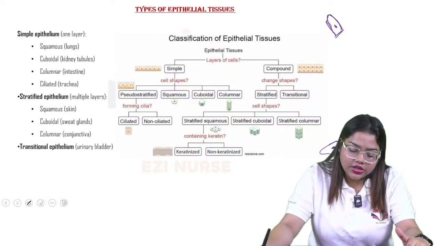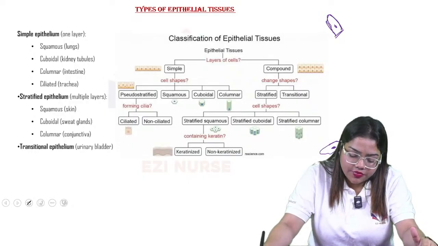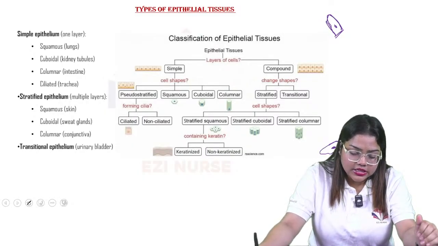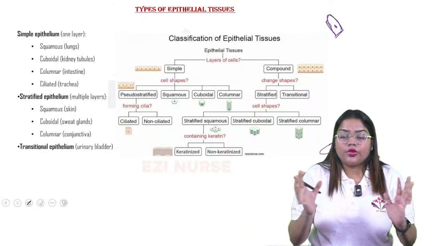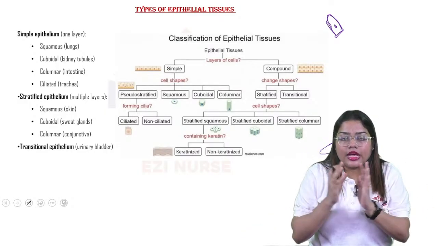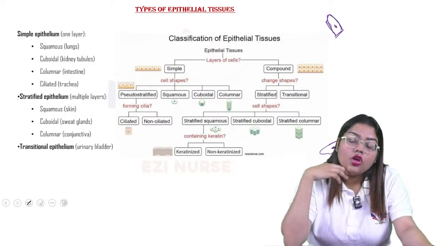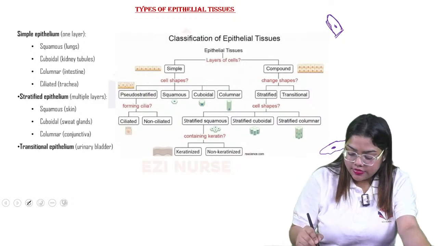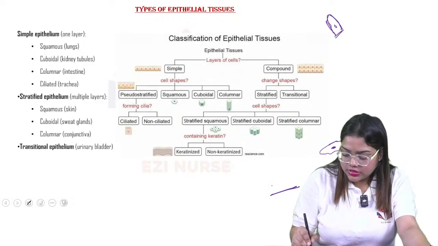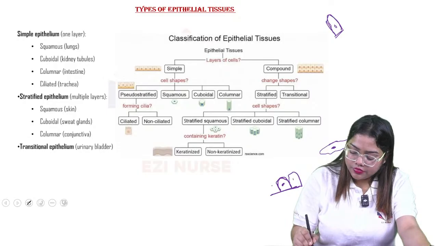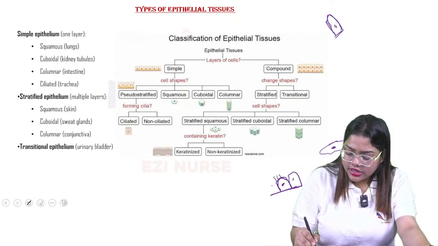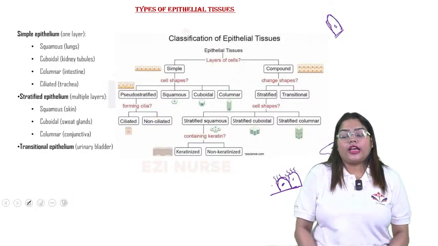Now pseudostratified cell, why do we call it pseudostratified? The pseudostratified cells are conjoined from many types of cells. Other than that, we also have ciliated cells. Now what is a ciliated cell, I will tell you. If you see at the base of the cell structure, these are the cells, and they have hair-like projections. We call it a ciliated cell.